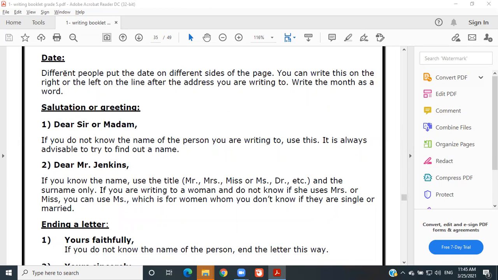Khalid Walid. Okay, date. Different people put the date on different sides of the page. You can write this on the right or the left on the line after the address you are writing to. Write the month as a word. Salutation or greeting. Dear Sir or Madam. If you don't know the name of the person you are writing to, use this. It is always advisable to try to find out a name.